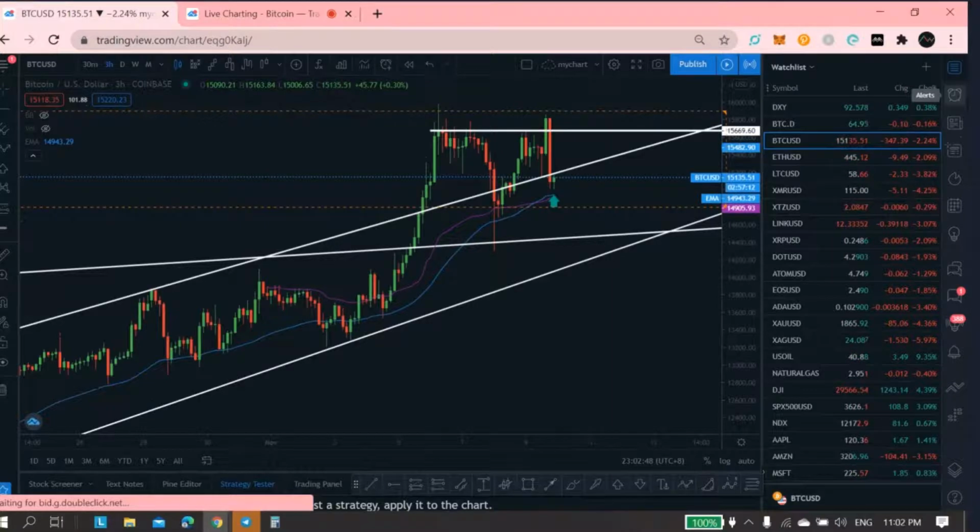Gold is 1865. Normally gold and silver have the same movement because I also trade this too. US oil is the one up, back to $40.85. So yeah, let's see.